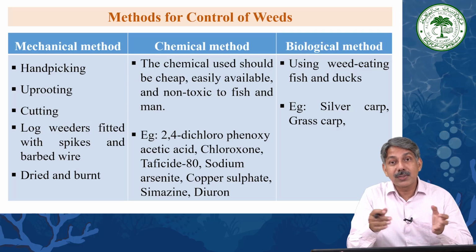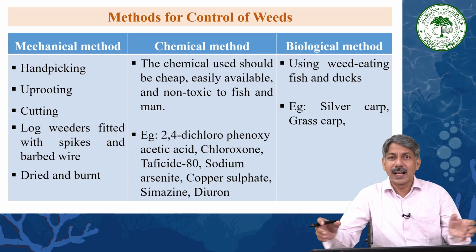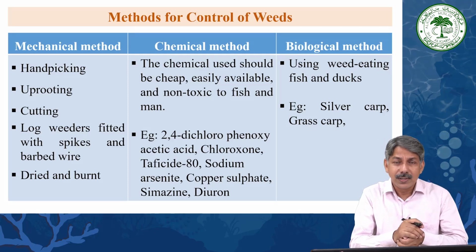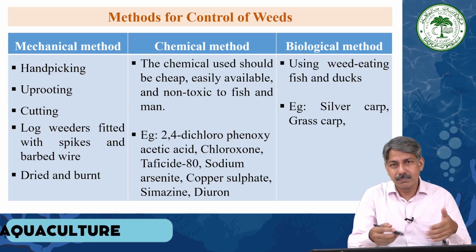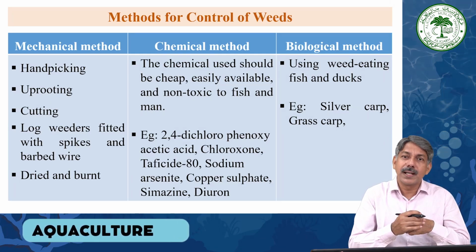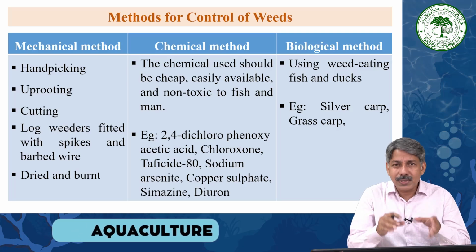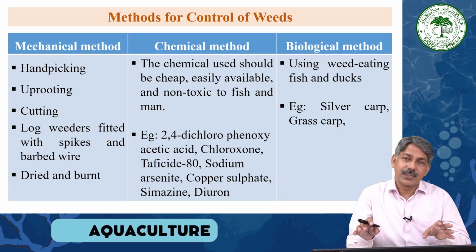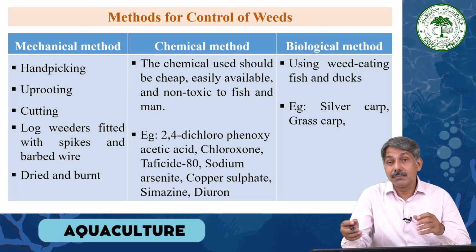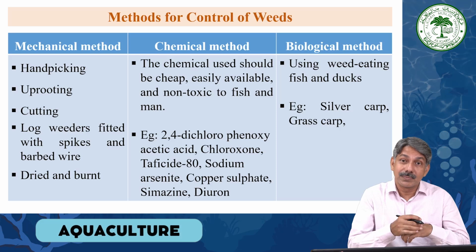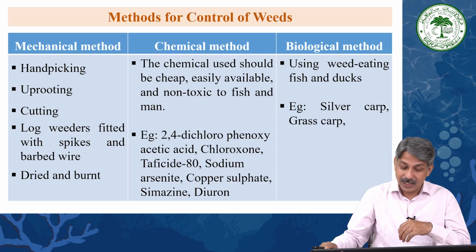So, what are the different methods to control aquatic weeds? One is that you simply collect the aquatic weeds and throw them out of the pond. That is the mechanical method: hand picking, uprooting, cutting, whatever is convenient in removing the aquatic weeds. Another is to put some chemical in the pond so that all the aquatic weeds are killed, and then they are removed. Or the biological method: you introduce some kind of fishes or other animals which can feed on these aquatic weeds.